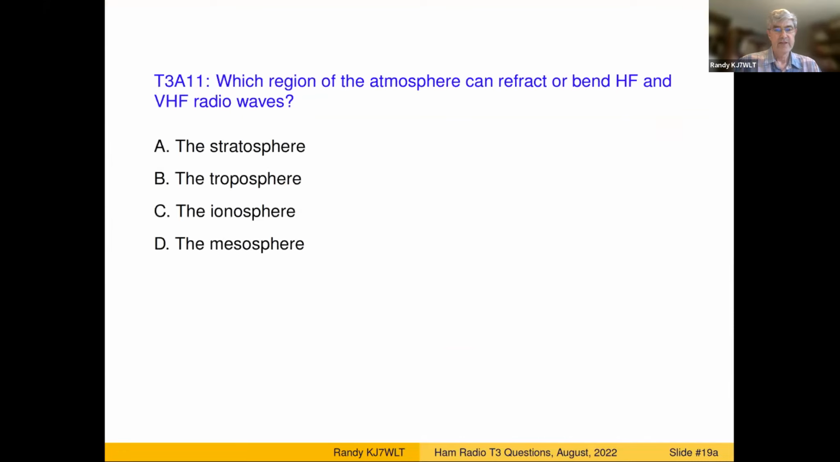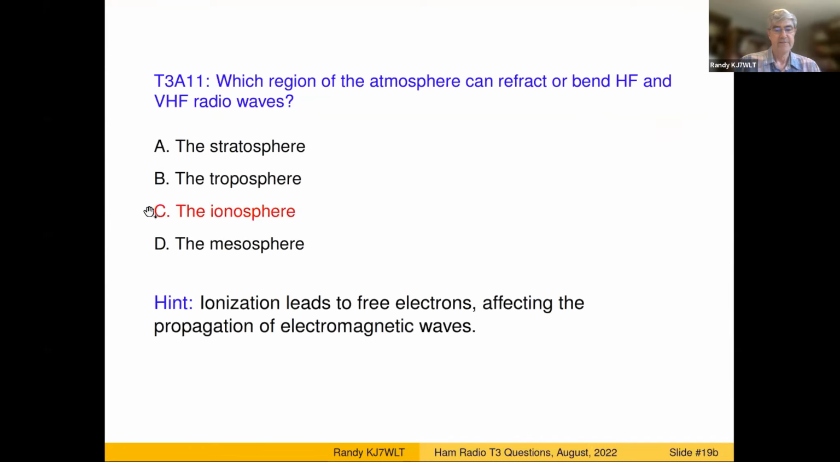Okay, so which region can refract or bend HF and VHF radio waves? Here it says VHF also, but the answer is the ionosphere. And again, remember, the ionosphere is where things are ionized and you have free electrons, and we're looking at electromagnetic waves. That's where they could bend.